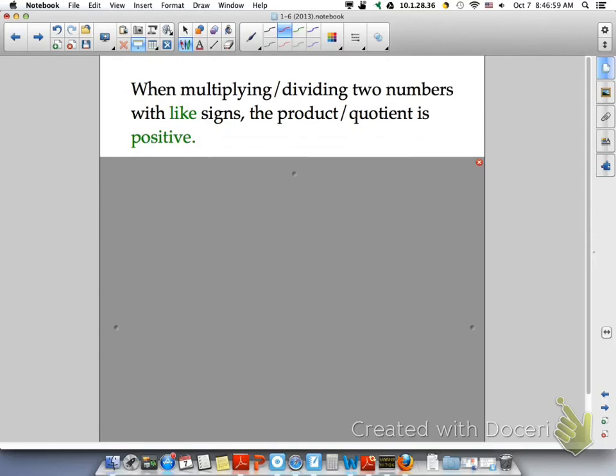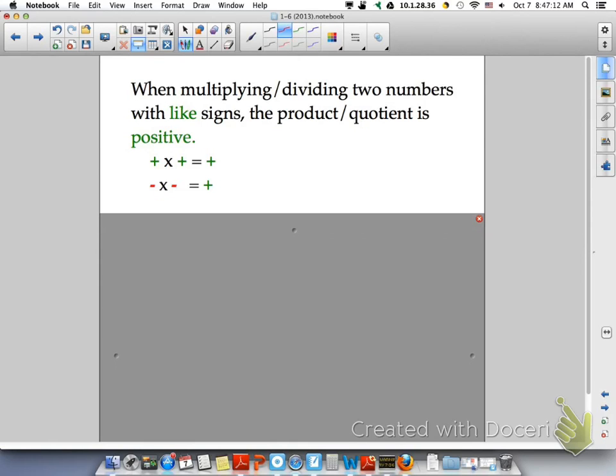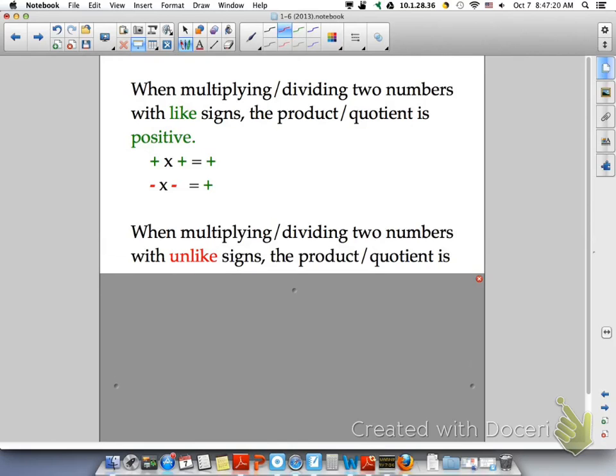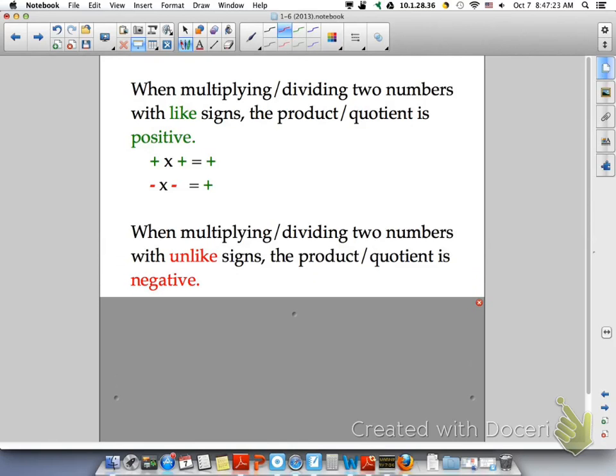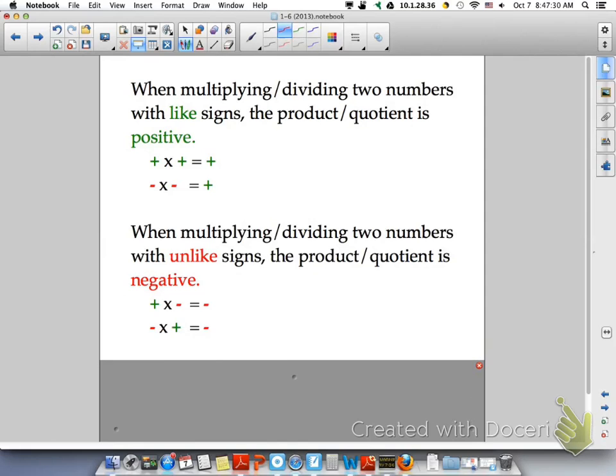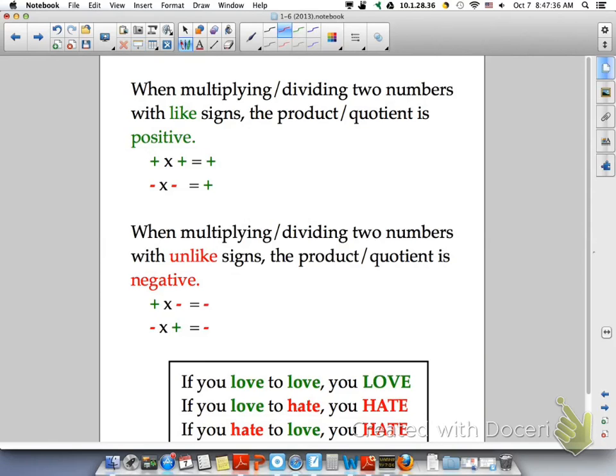Okay, so you know this rule: when multiplying and dividing two numbers with like signs, the product, if you're multiplying, and the quotient, if you're dividing, is going to be positive. So positive times positive equals positive, negative times negative equals positive. And when you multiply and divide two numbers with unlike signs, the product or the quotient is going to be negative. So positive times negative equals negative, and negative times positive also equals negative.